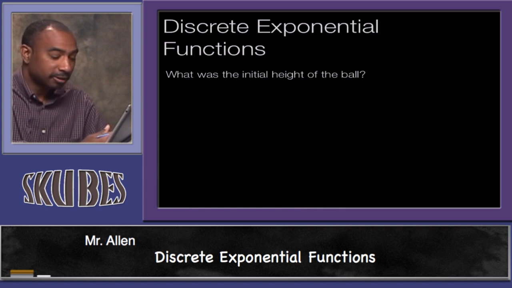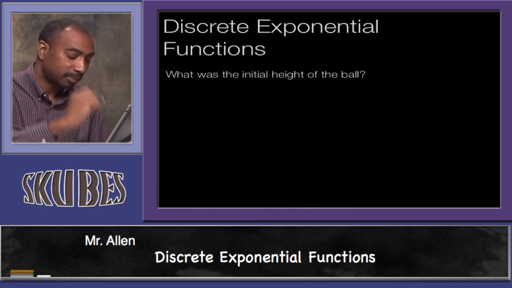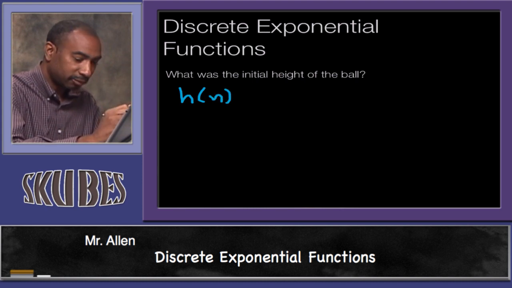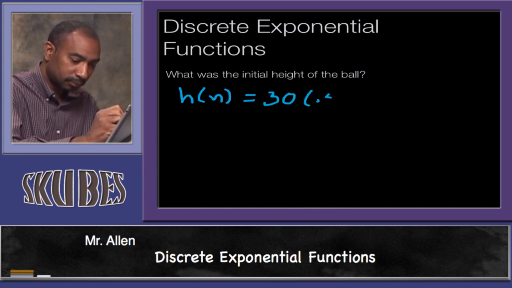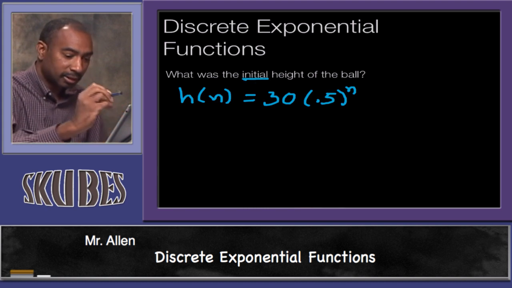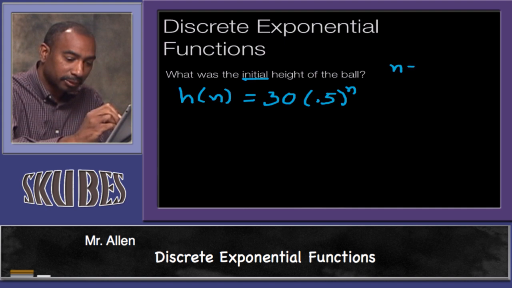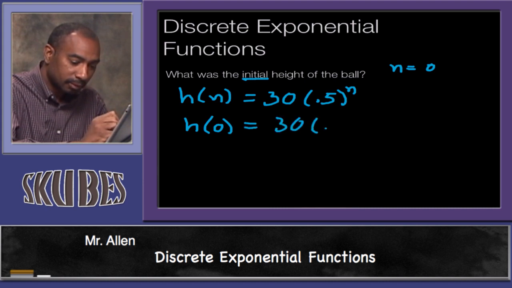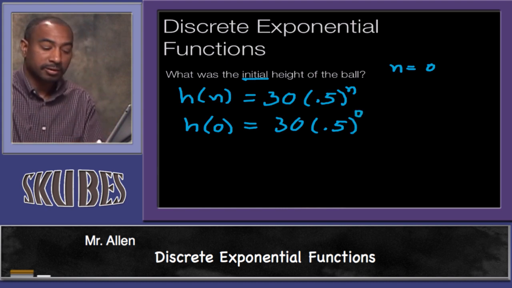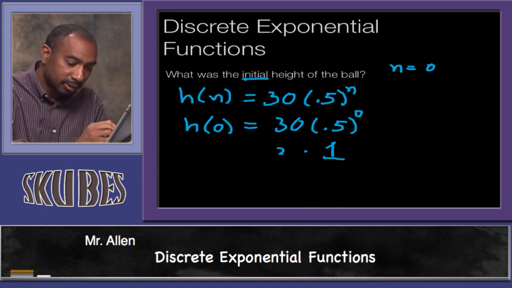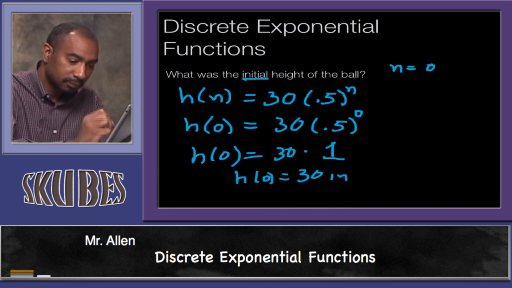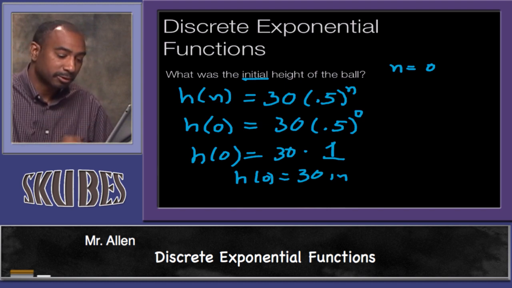what's the initial height of the ball? They didn't tell us that in the problem. What was the initial height when the ball first came off the ground? Since I have the equation now, I can evaluate that and figure that out. Initial means where it started. So we're going to set n equal to 0 for the initial height. So h of 0 is going to be 30 times 0.5 to the 0 power. Now, according to the laws of exponents, this is 1. So 1 times 30. So the initial height has to be 30 inches. That's what it tells us. So the initial height is 30 inches before it hit the first bounce.